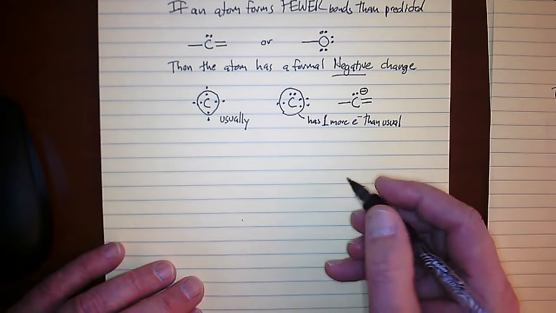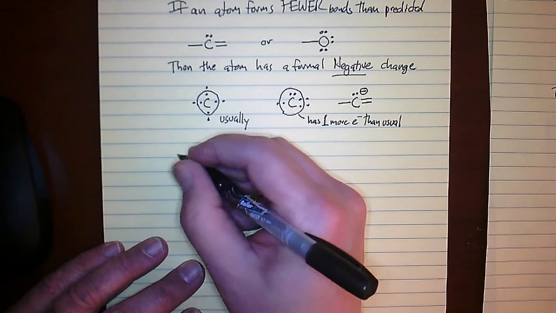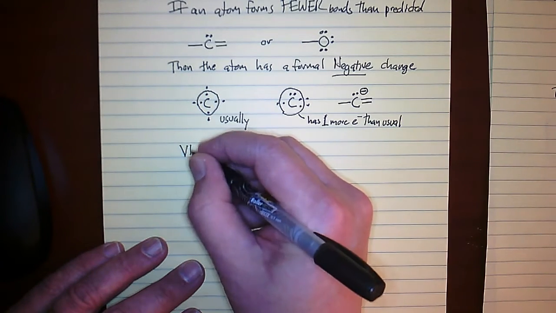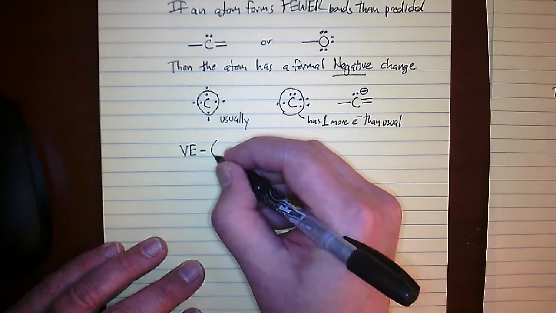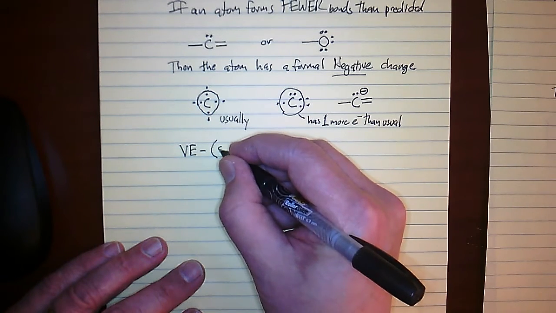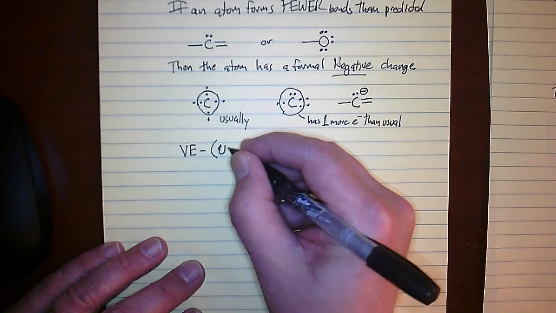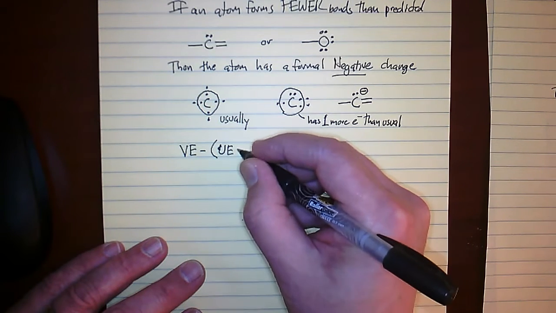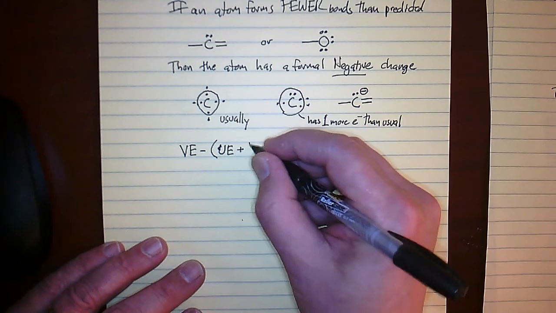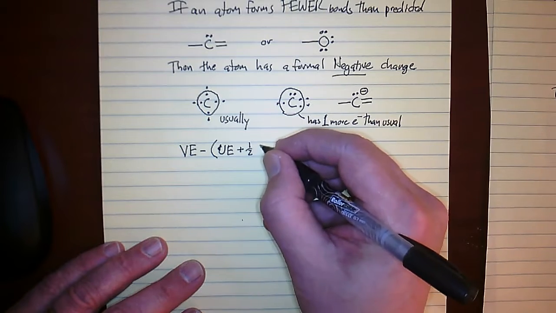And we can calculate that using that same equation. So if we say valence electrons minus unshared electrons plus 1/2 shared electrons.